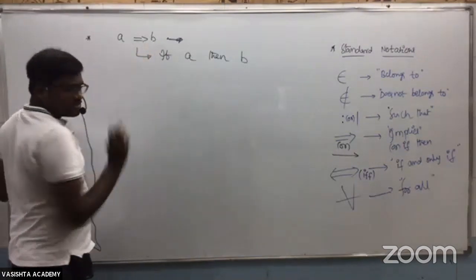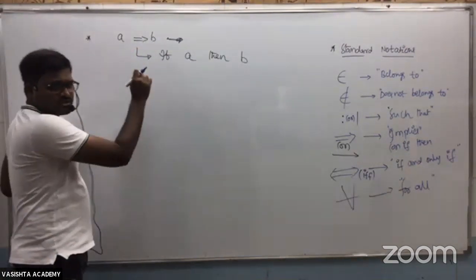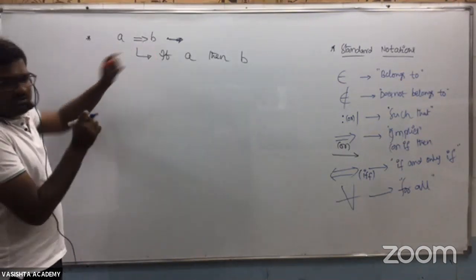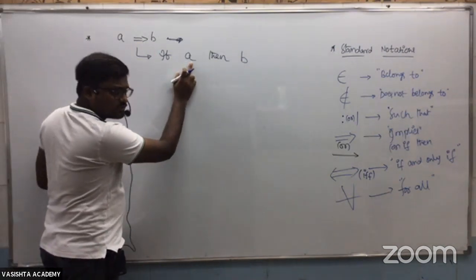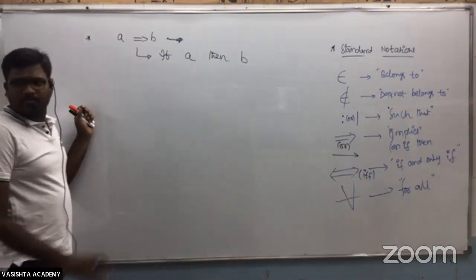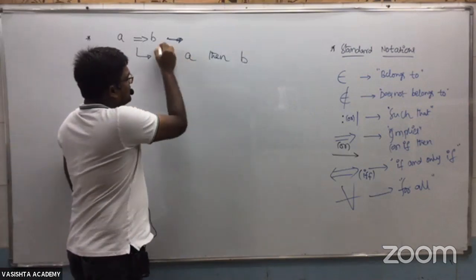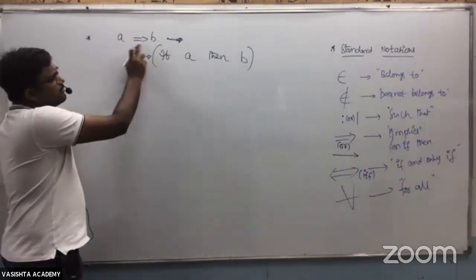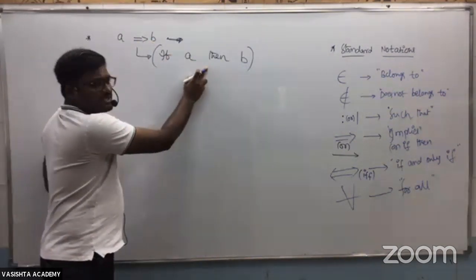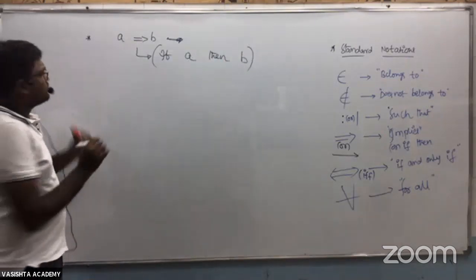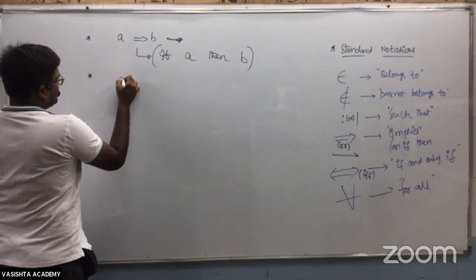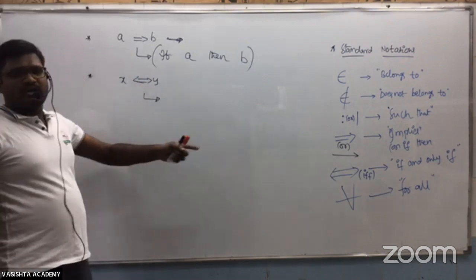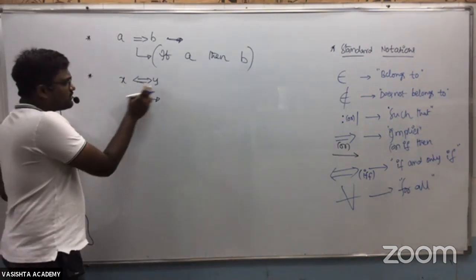If A and B are two statements, and when I write statement A implies statement B, the meaning of this one is if statement A is true, then statement B is also true. I'm not going to explain this in detail for the time being. Just understand the meaning of this one. Understood? A implies B means if A is true, then statement B is also true. Now, similarly, when I write X double implies Y, I already told you, if and only if. The meaning of this one is that in both ways, it must be true.